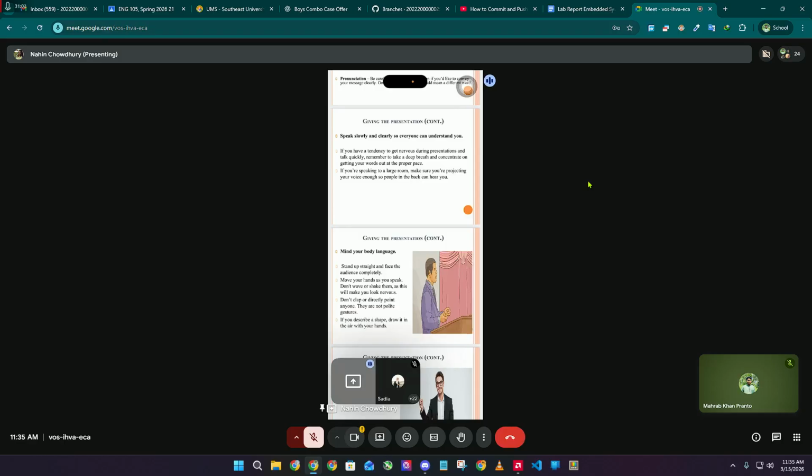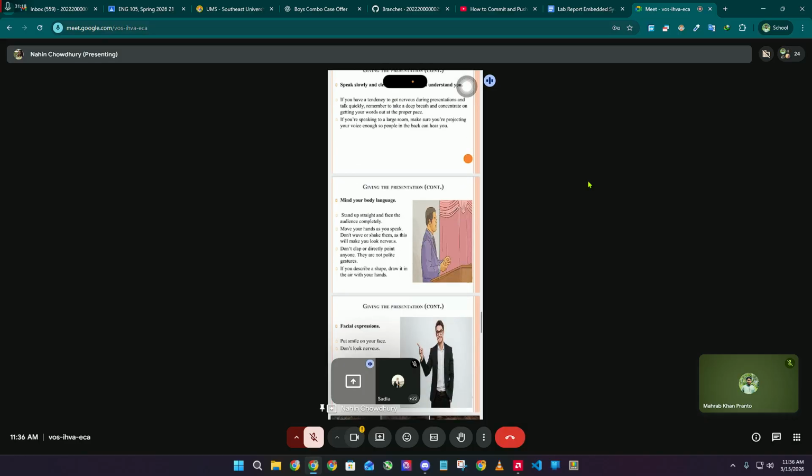When you practice loudly in front of the mirror, you can see yourself, you can see your facial expression, you can hear yourself. So you will be able to understand whether you sound proper, whether it sounds good or not. So that is important.